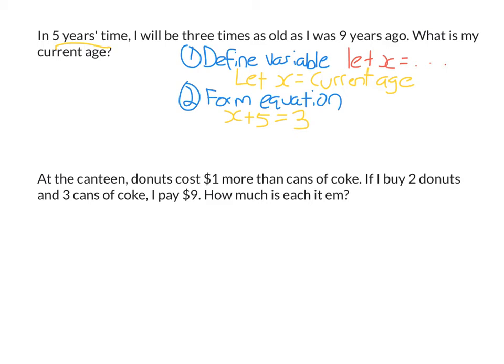So if my age now is x, my age 9 years ago is x minus 9. If I'm 25 now, I would be 25 minus 9, 16, 9 years ago. So this is the equation. I've just rewritten all of this information just using x's and numbers. My age in 5 years equals 3 times my age 9 years ago.